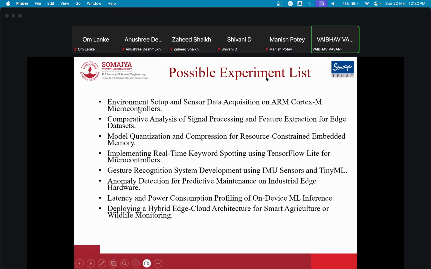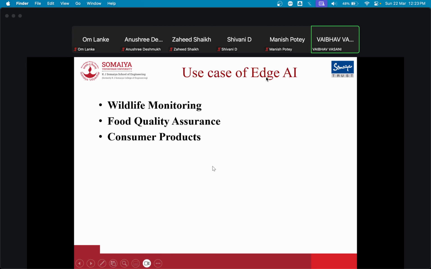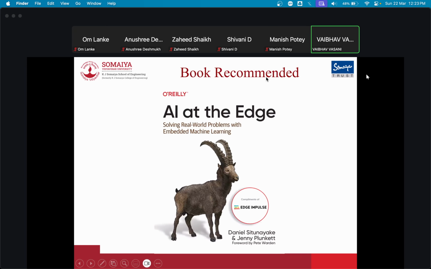So these are the possible experiments in the list. First of all, how we can set up environmental and sensor data acquisition on a microcontroller, ARM processors. Then we can understand the comparative analysis of signal processing and feature extraction for edge AI datasets, and then optimization and compression of resources, implementing it, and then gradually in the last experiment, we try to deploy on a hybrid edge-cloud architecture for smart agriculture, wildlife monitoring, and all. So these are the use cases of the course, and this is the core book which is recommended.